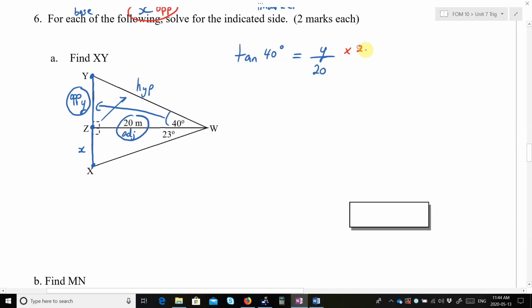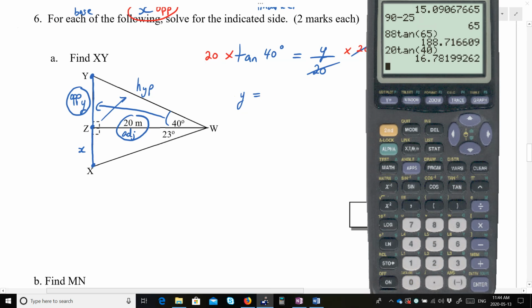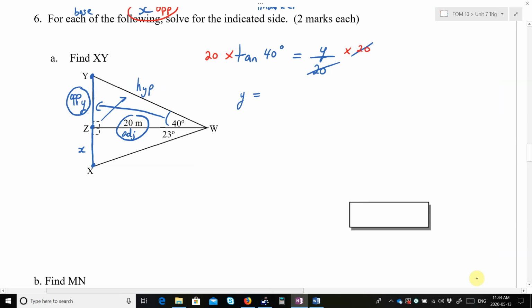To get y by itself, multiply both sides by 20. Y is equal to 20 tan 40, which is 16.8. That's going to be meters, because the adjacent is in meters. Now we'll go down to the bottom triangle. See that 23 degrees? Across from it is the opposite, so we want to find the opposite side. Across from the 90 is the hypotenuse, so the 20 is adjacent again, which is convenient.